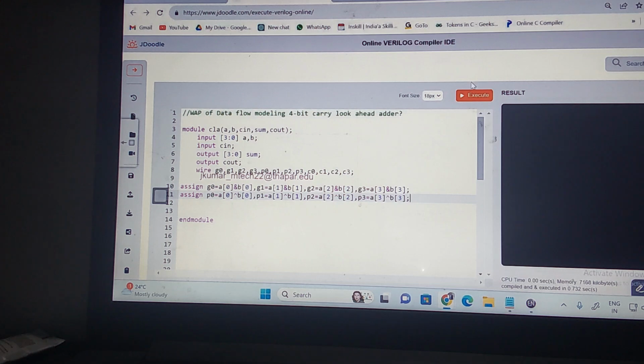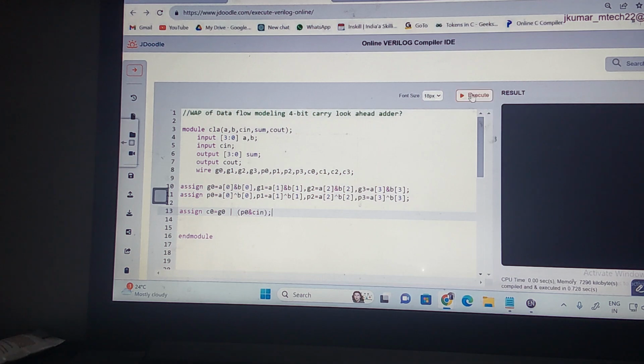Now we're done with the carry generation and carry propagation. Now we need to generate C0. What is C0 equal to? G0 plus, what do I need to use? OR operation. P0 and C, P0 into C. So let us check for the syntax again. This is correct.